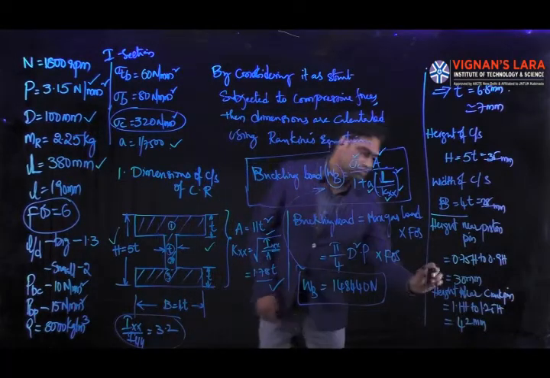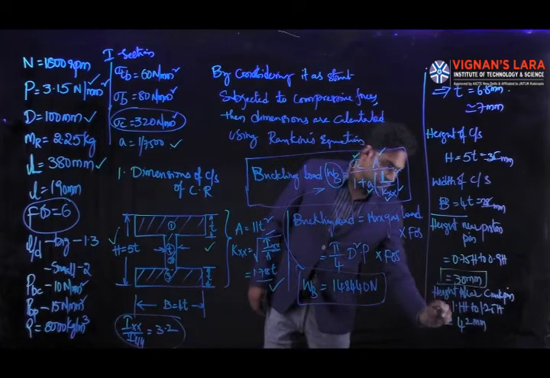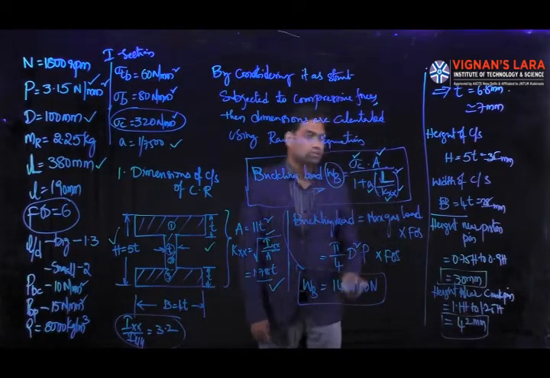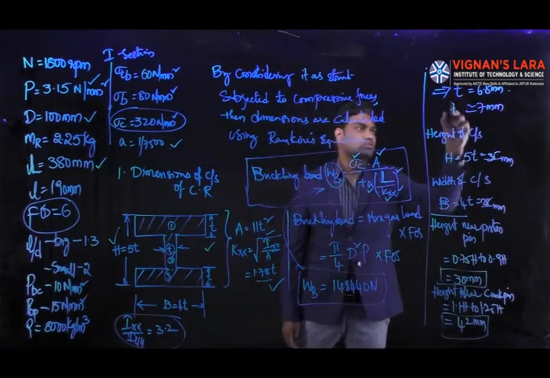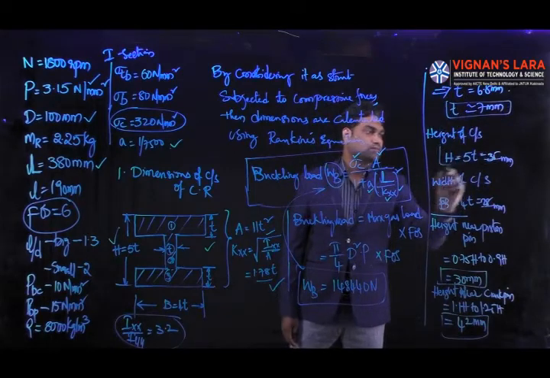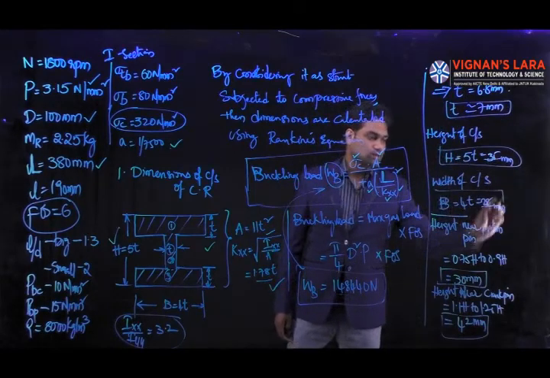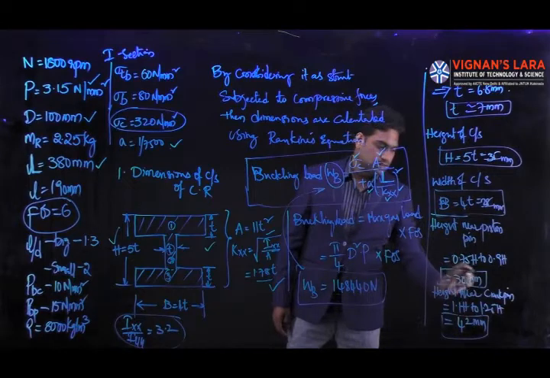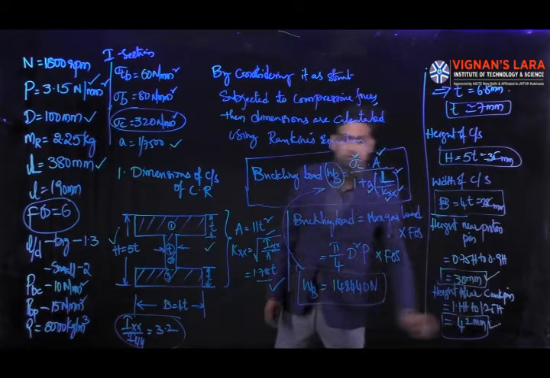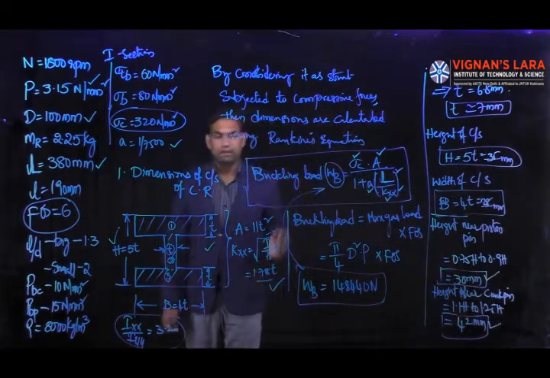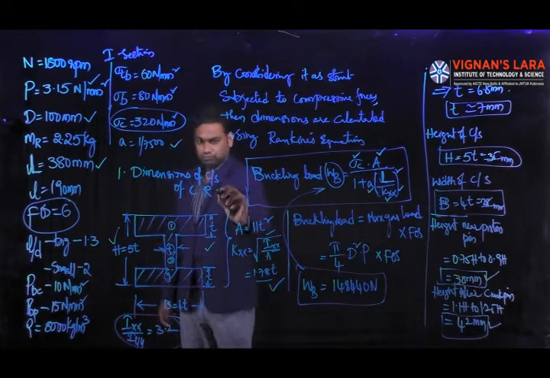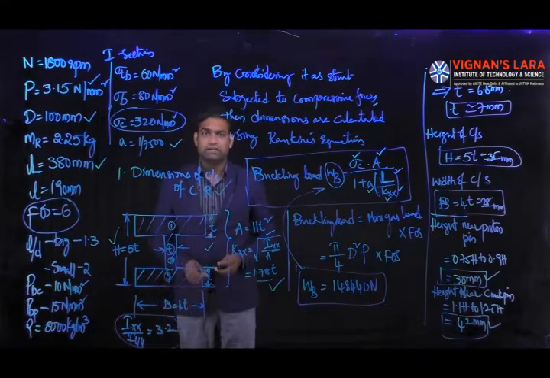So these are the values you need to calculate. These are the dimensions of the cross section of the connecting rod. Initially the thickness 7 mm, then height 35 mm, the width 28 mm, and the height near the small end and the height near the big end. That gives the total cross section details of the connecting rod.